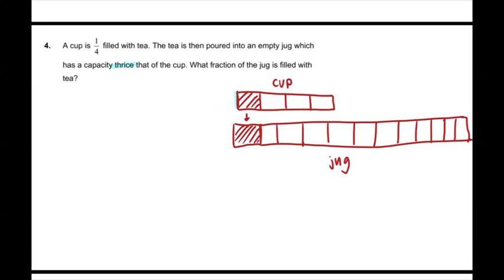Okay, so what's another way to solve this? Right, you know that since the capacity of the jug is three times that of the cup, whatever is being poured into the jug will be divided by 3. It will get smaller. Therefore, you will need to divide it by 3. So your first step would be to take 1/4, divide it by 3.